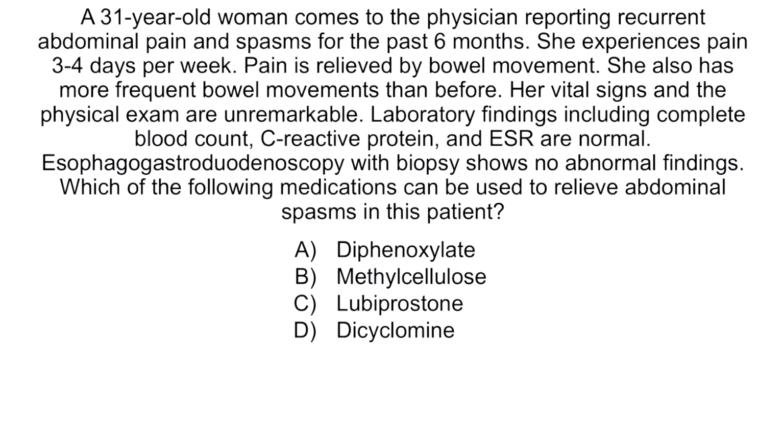Laboratory findings include complete blood count, C-reactive protein, and ESR, which are normal. Esophagogastroduodenoscopy with biopsy shows no abnormal findings. Which of the following medications can be used to relieve abdominal spasms in this patient? A. Diphenoxylate. B. Methylcellulose. C. Lubiprostone. D. Dicyclamine.